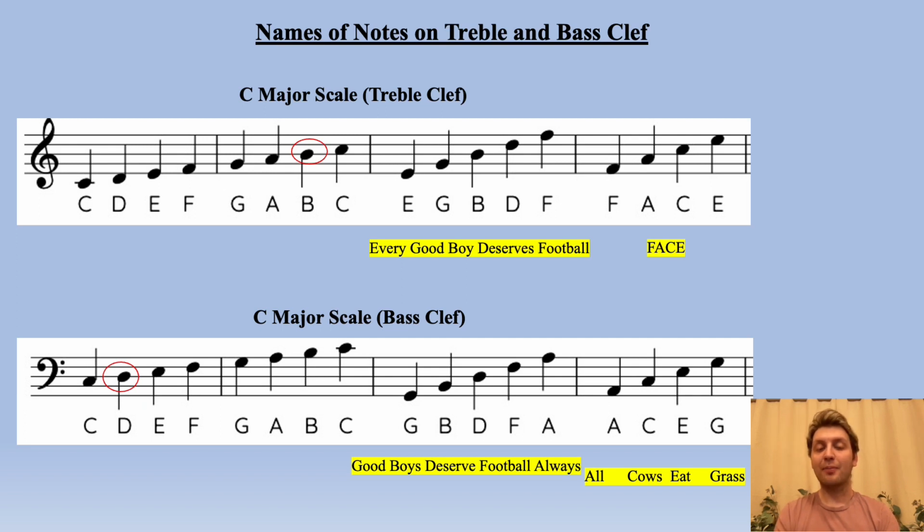Now, there is a couple of rhymes that help us remember, especially if we're starting off, what the names of the notes are in the treble and bass clef. In the treble clef, the names of the notes on the lines are E, G, B, D, F, and that stands for every good boy deserves football or fudge, a rhyme that you can use to remember that. And then the notes on the spaces actually just spell the word face.